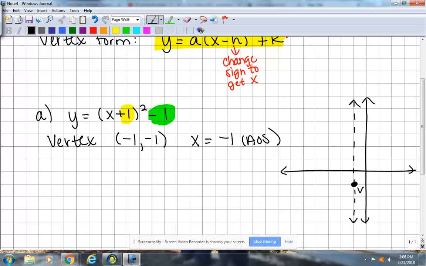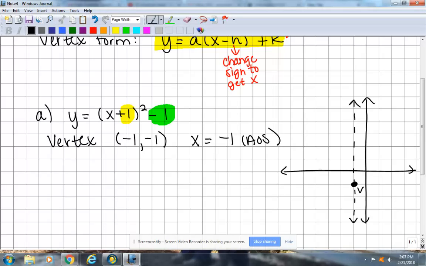So how many points did Miss Isbell say you had to graph to make a parabola? 3. And the vertex is our first point. And the rest of it's going to be just like yesterday. Okay? So what you're going to do now is pick an x value that's close to your axis of symmetry to let x equal, plug that in, and get your y value.